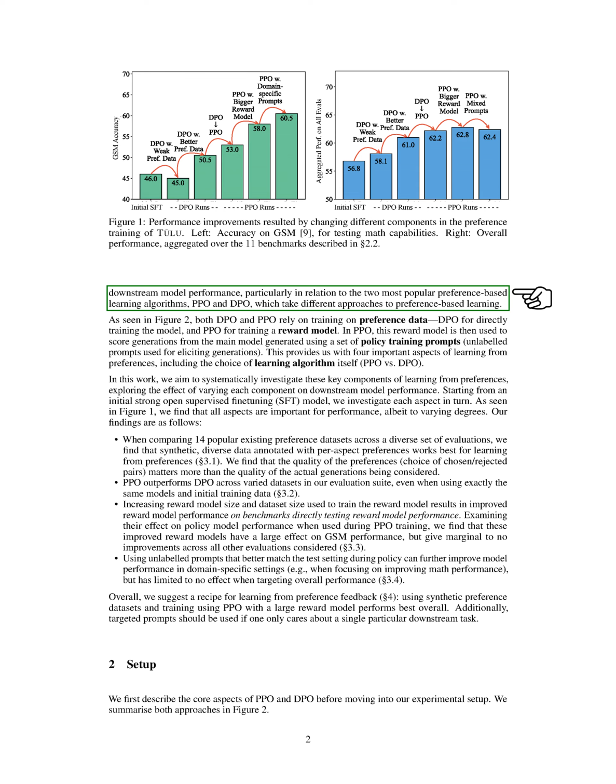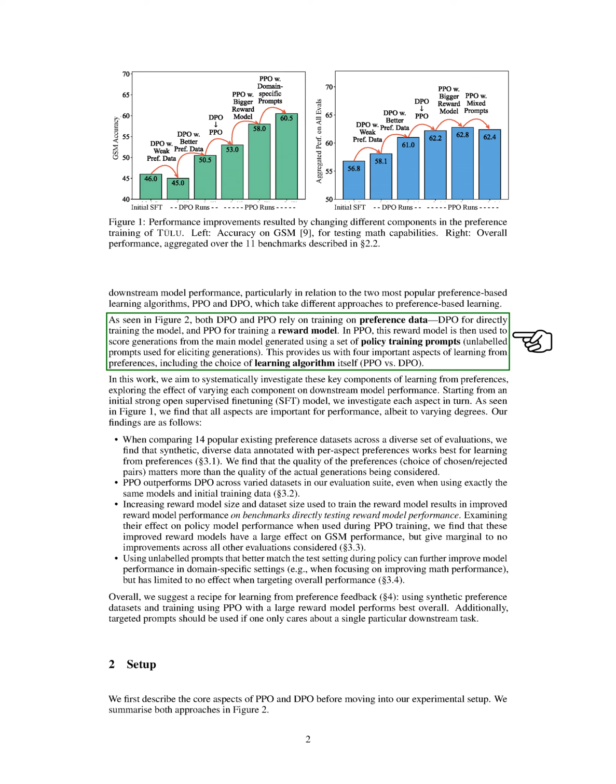Specifically, we focus on two popular algorithms, PPO and DPO, which approach preference-based learning differently. Both DPO and PPO rely on preference data for training, with DPO directly training the model and PPO training a reward model first. The reward model in PPO is then used to evaluate the generations from the main model based on a set of training prompts.